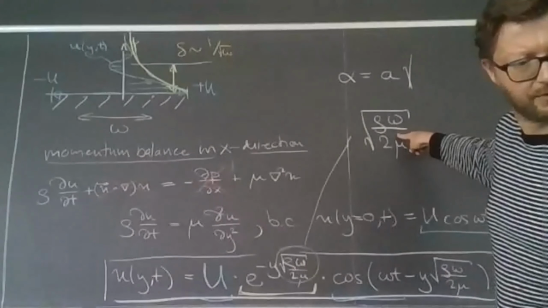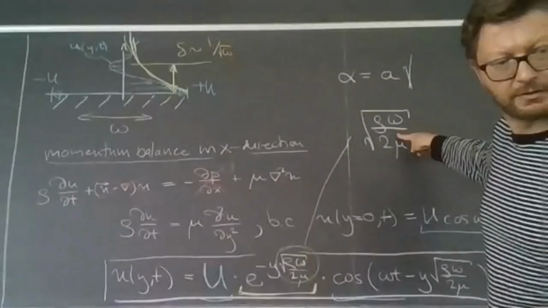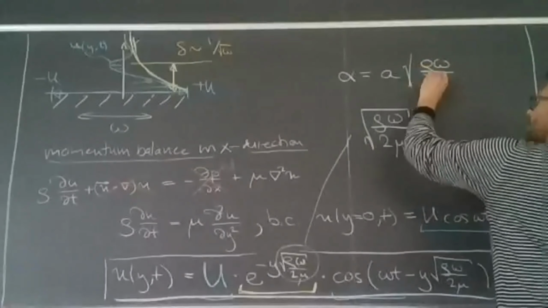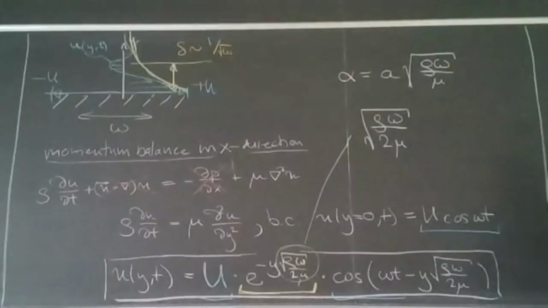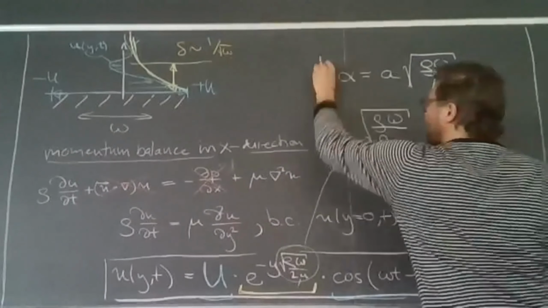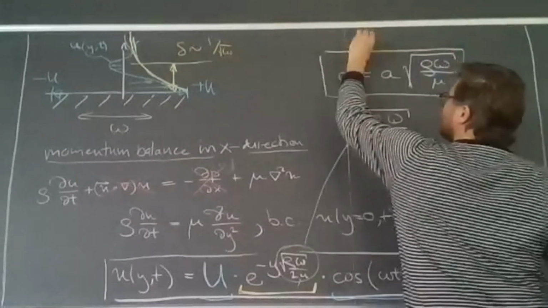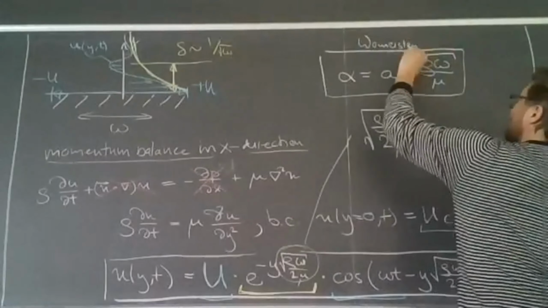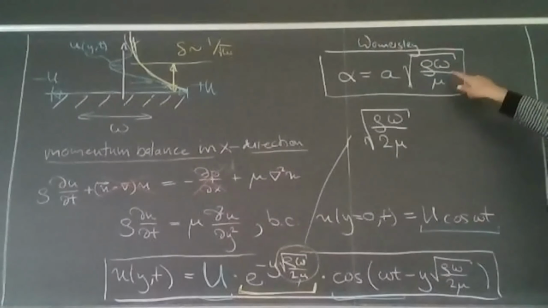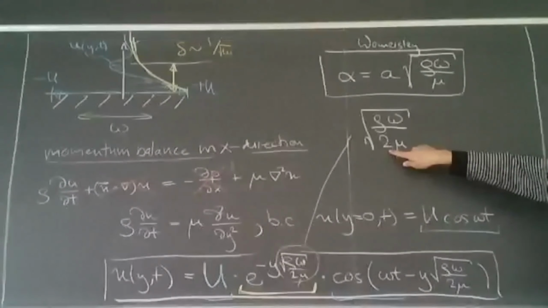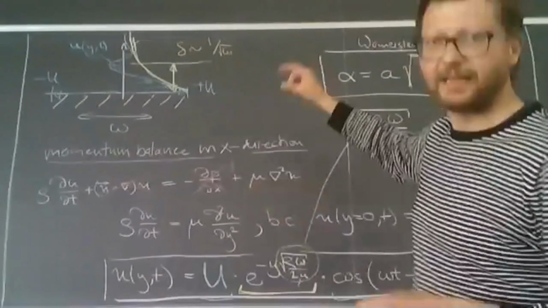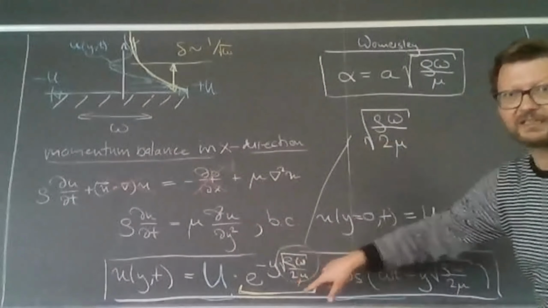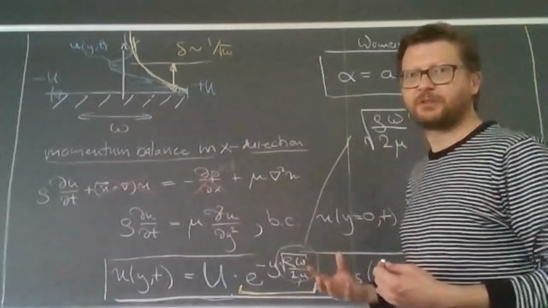Rho omega over 2 mu. Yes, the Womersley number is rho omega over mu. So this is Womersley. You should see now they're almost the same except for the factor of 2. Well, that's just a factor to make it a bit thicker or a bit smaller. So essentially the factor down here in this equation has something to do with the Womersley number.